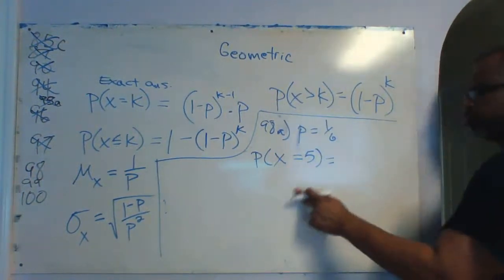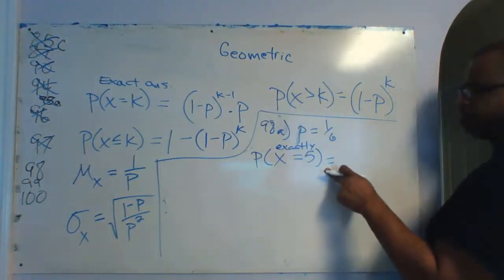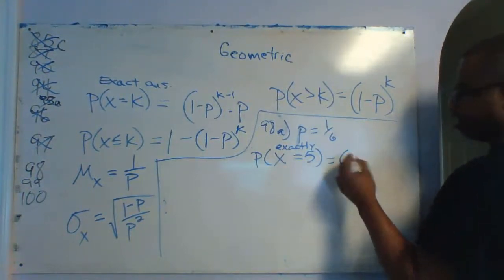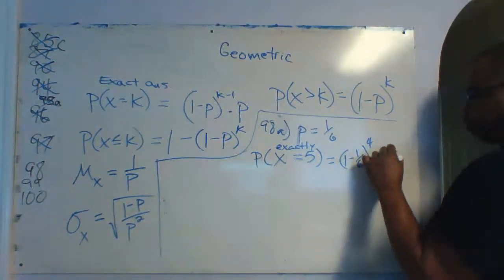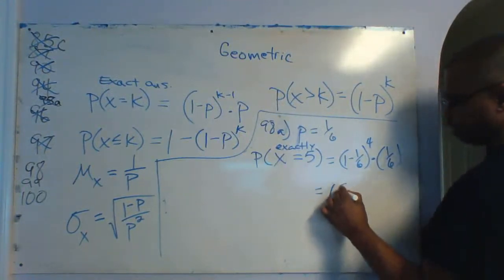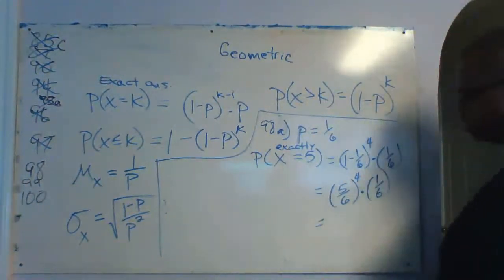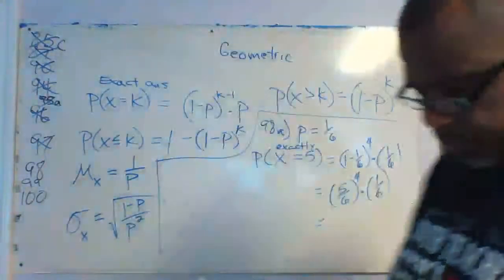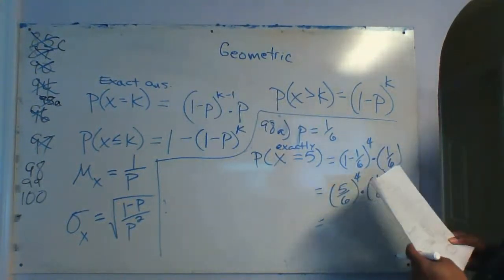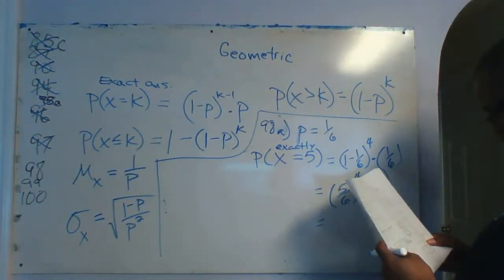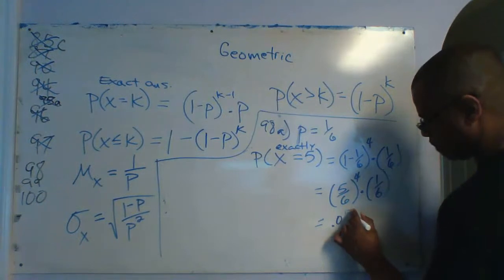So all we have to do, we're looking for exactly 5. So that means our first 4 were failures. So we're going to do 1 minus 1/6, raised to our failures. Then that fifth time, we have a success. So that's going to give us 5/6 raised to the 4th times 1/6. Then that should give us the answer. All right. So if we do that, we should get 0.0804.